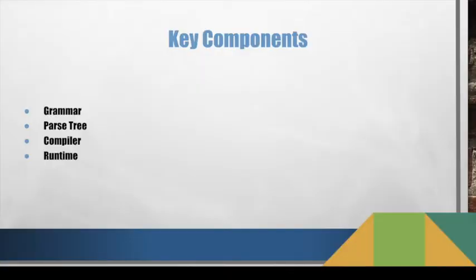Hi, this is Himanshu again. I'll be giving an overview of the language. It consists of four primary components: grammar, parse tree, compiler, and runtime.